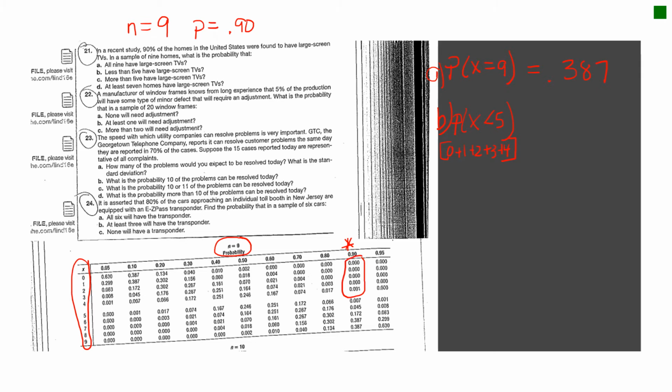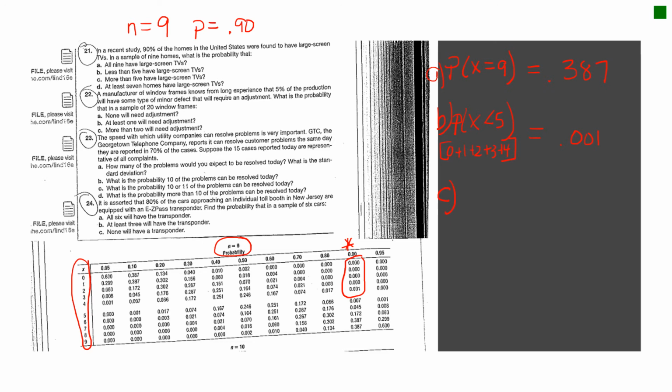Okay, and simply you would add all these up, and it looks like in this case your answer is going to be 0.001 because the first 4 are all zeros. But that would be the outcomes of 0 through 4. That's how you would get less than 5 large screen TVs. So that would be part B.